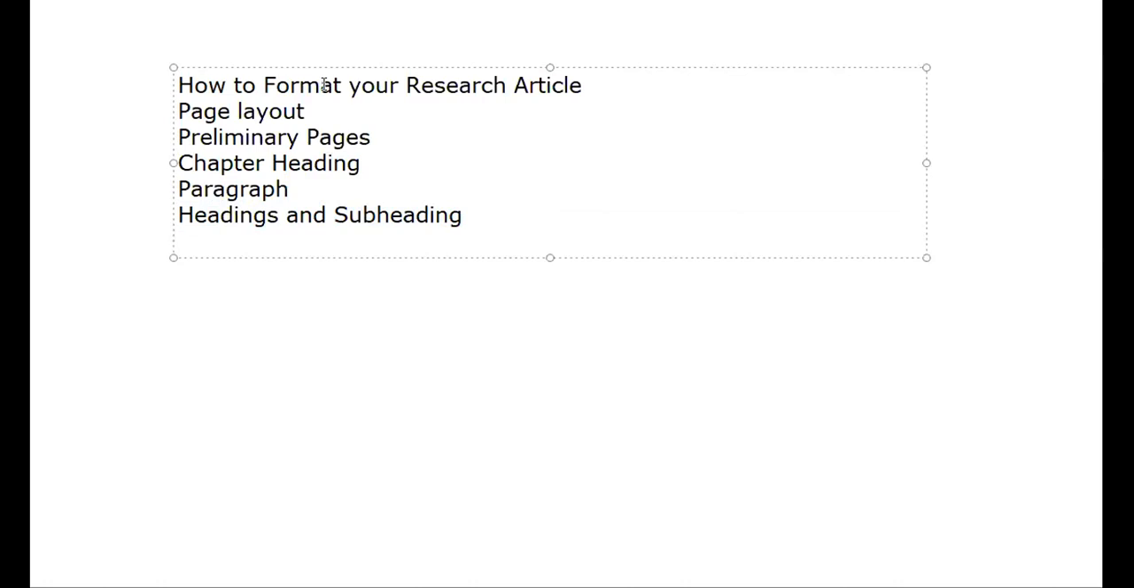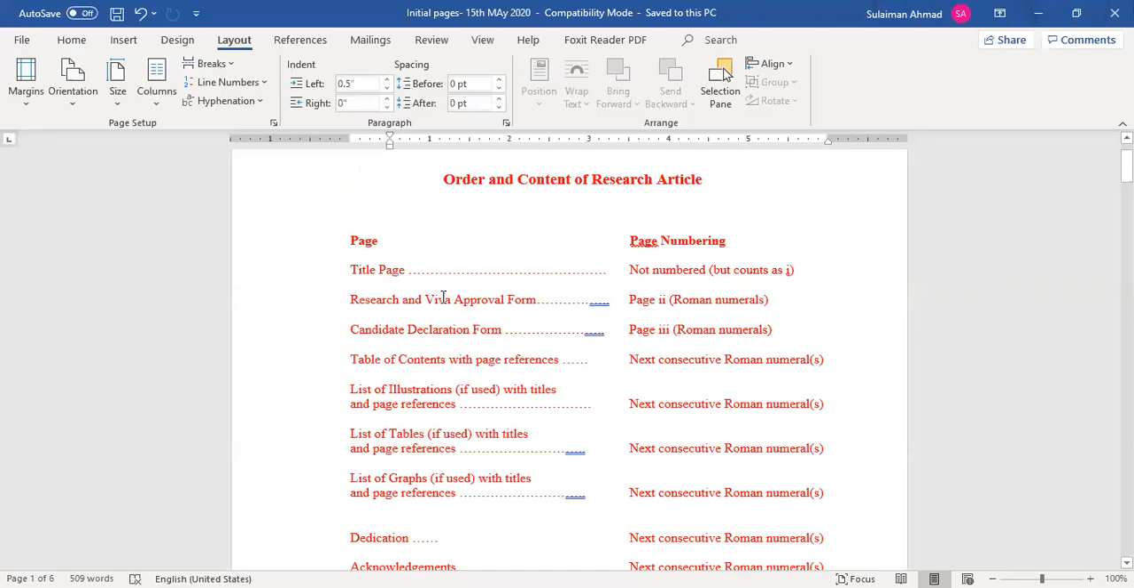And at the end we'll talk briefly about references, in-text citations, and bibliographical references. So let's begin. First, I'll show you the order of the pages in your research article, and then we'll formally move to the discussion of the formatting of those pages.